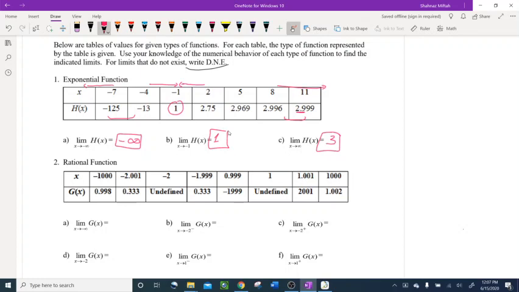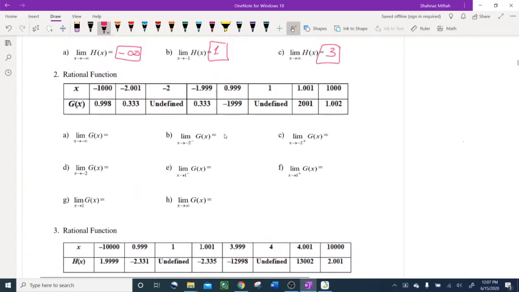Number 2, rational functions. Question A is talking about limit as x approaches negative infinity, which means x is going in this direction. What is my y value when x is going in here? My y value is also going in this direction. Did you see it's not really a huge difference? So you're going to pick this number and round it up, which is 1.